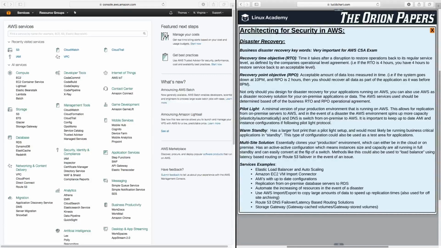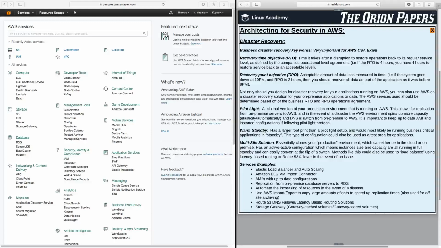Now, next is something called a warm standby, and this has a larger footprint than a pilot light setup and would most likely be running business-critical applications in standby. This type of configuration could also be used as a test area for applications. So it is a larger version of pilot light with more resources running, which may currently be used as a test area, but could easily be a failover if your on-premise data center were to go down.